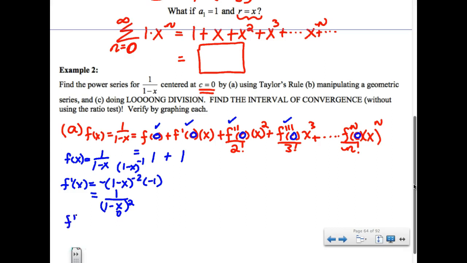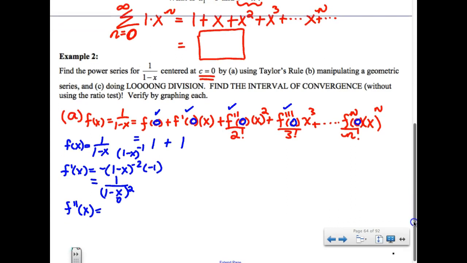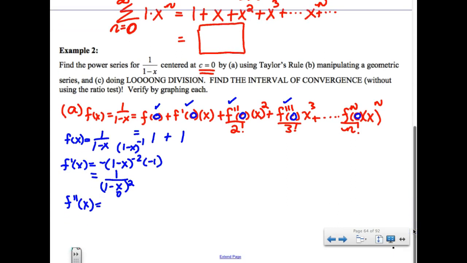And this is laborious, and that's the whole reason why we're going to try to generate a power series for this in a second. But this is a good review of Taylor's rule. So I'm going to keep going here with it out to 3 derivatives.